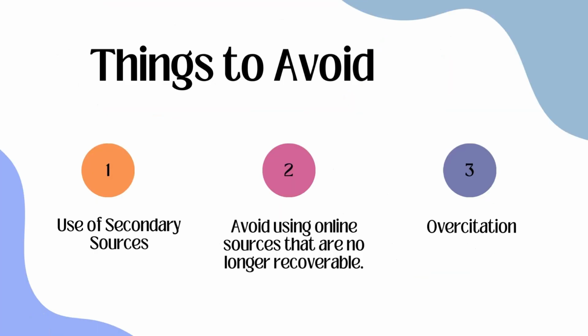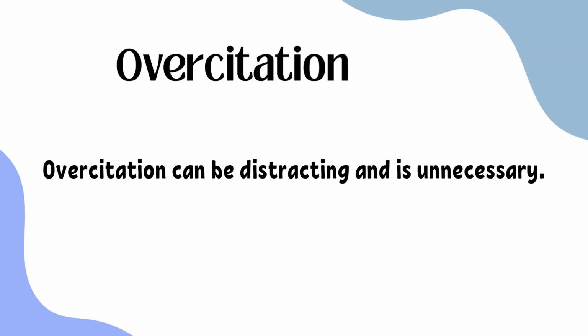There are at least 3 things you need to avoid. Always try to cite primary sources. Avoid using online sources that are no longer recoverable. And overcitation, yes, you need to use an appropriate level of citation. Overcitation can be distracting and is unnecessary. For example, it is considered overcitation to repeat the same citation in every sentence when the source and topic have not changed.